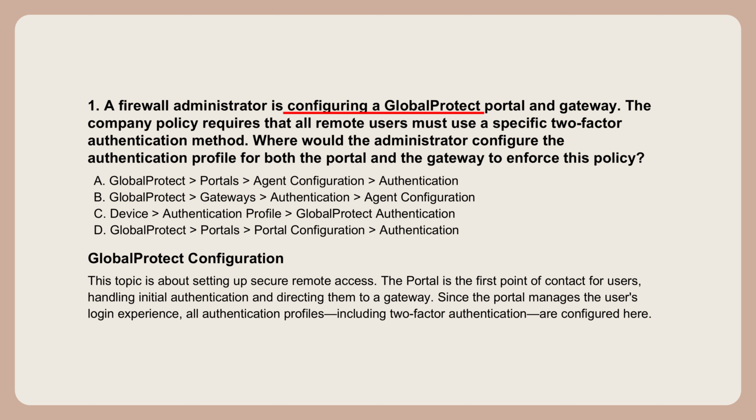Okay, this is fundamental, really securing that front door for GlobalProtect. The GlobalProtect portal, you see, is the user's first point of contact. It handles their login, the authentication piece, and then points them to the right gateway. So to enforce that mandatory two-factor auth, you've got to configure it right there in the portal configuration. Specifically, it's under GlobalProtect portals, portal configuration, authentication. It's all about locking down that very first handshake, before they even get near the network itself. Get this wrong, and your 2FA just isn't enforced. Could be a serious gap.